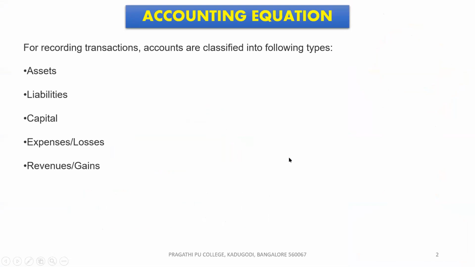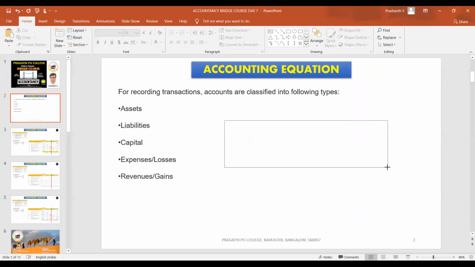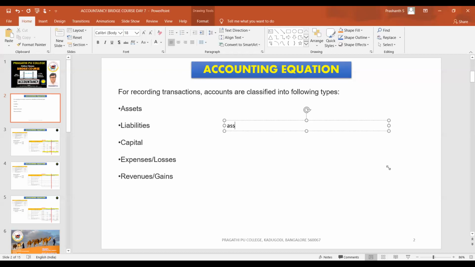So the accounting equation says assets is equal to liabilities plus capital. Correct? So always you should remember this. A-L-C, that is a shortcut to remember the formula. So assets is equal to liabilities plus capital.